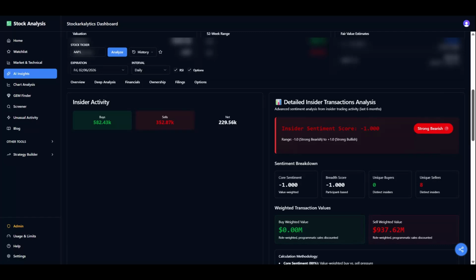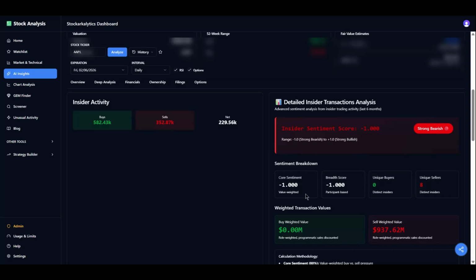This takes insider buying and selling and converts it into a single insider sentiment score. You'll see the score on a range from negative 1.0, which is strong bearish, to positive 1.0, which is strong bullish. And it also gives you a simple label, like strong bearish, so you can interpret it instantly. Below that is the sentiment breakdown.